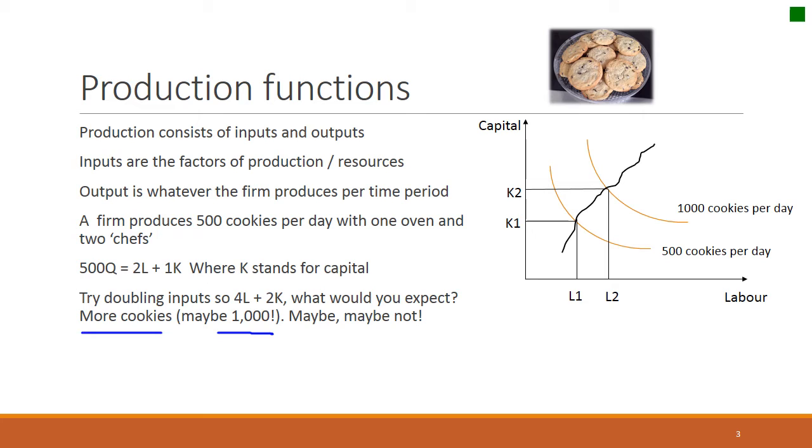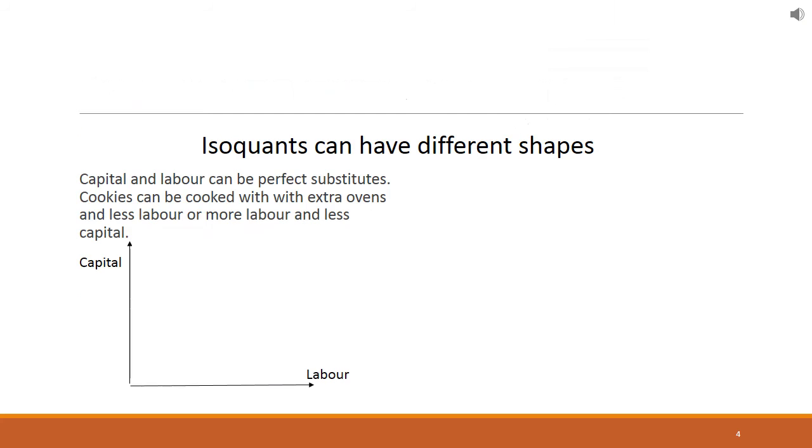If you were to double the inputs, so now you have 4 units of labor and 2 units of capital, what would you expect to happen? Well, you're going to get more cookies, I expect, but it may not be 1,000. It could be more than 1,000, and it could be less than 1,000. And that's a topic we come back to later, where we look at the returns to scale. Okay? If we double the inputs and the output also doubles, we have constant returns to scale, and if not, situation.